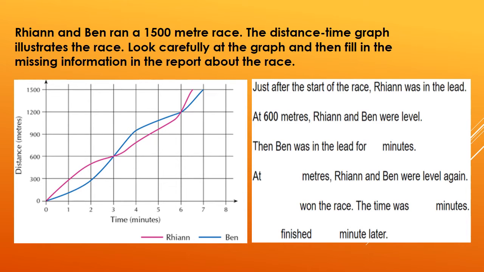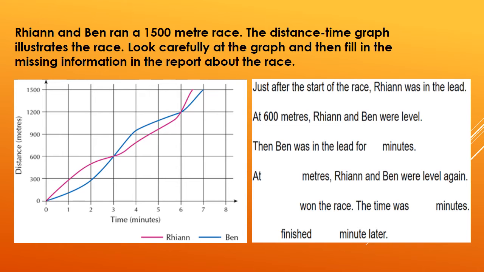Next question. Rehan and Ben ran a 1,500 meter race. The distance time graph illustrates the race. Look carefully at the graph and then fill in the missing information in the report about the race. The pink line is representing Rehan's race, and the blue one is representing Ben. Just after the start of the race, Rehan was in the lead. At 600 meters, Rehan and Ben were level.